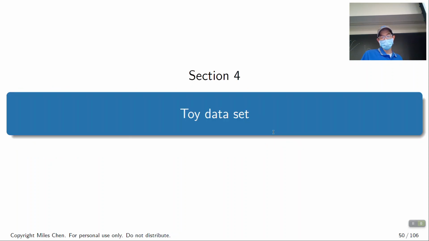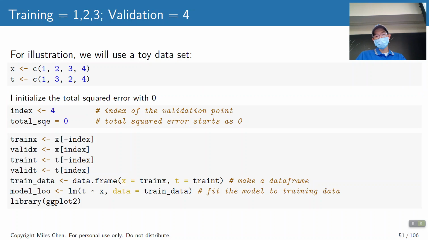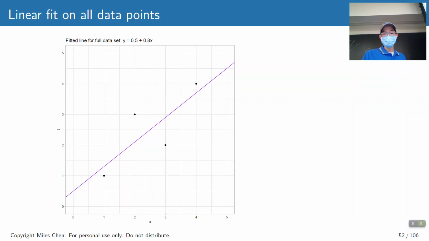Okay, so I'm going to illustrate this with a toy data set. What we're going to do is figure out the leave one out cross-validation score for a linear model fit to this toy data set. So my original data, my x is 1, 2, 3, 4, and my t is 1, 3, 2, 4. So this is our data: 1, 1; 2, 3; 3, 2; and 4, 4. And this is what the linear model looks like if we have all 4 data points available to us.